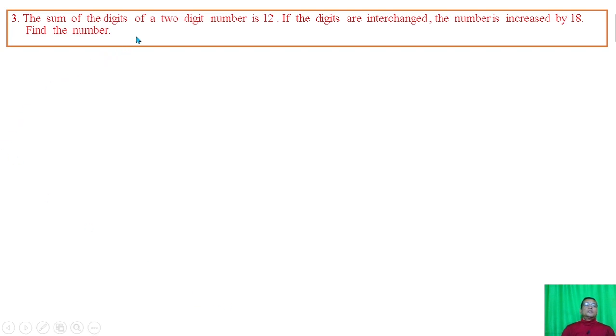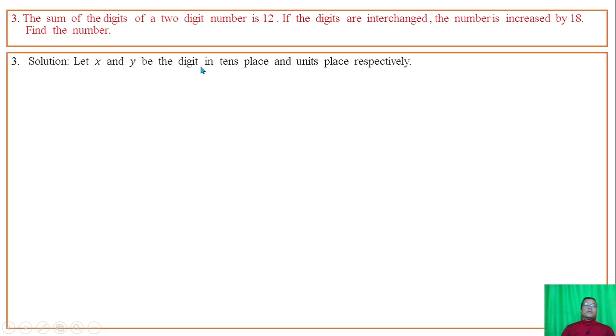The sum of digits of a two-digit number is 12. If the digits are interchanged, the number is increased by 18. Find the number.